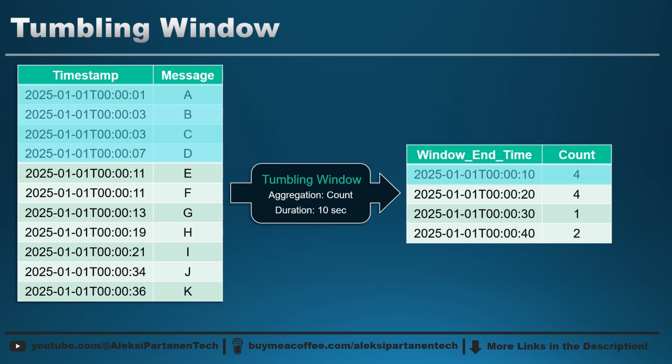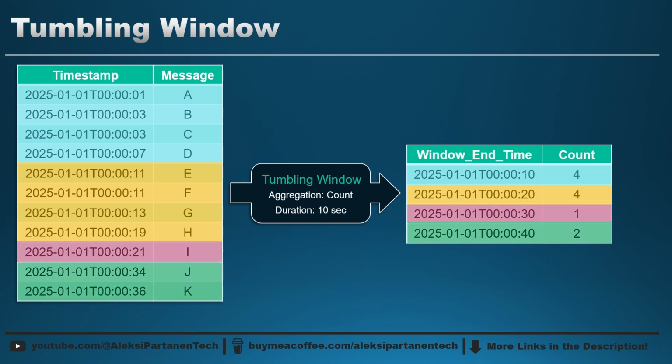So the first 4 events belong to the first aggregation, since all of them are in the first 10-second window. Then the next 4 events are in the next 10-second window, so they belong to the next window and are aggregated to the second row in our output. This logic continues for the rest of the rows, so that all of them belong exactly to one tumbling window and are part of the aggregate made in that window.